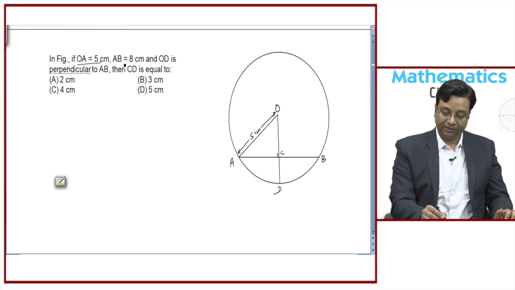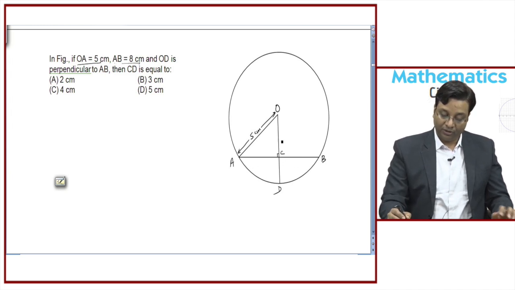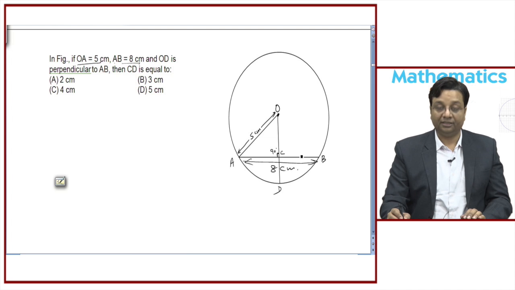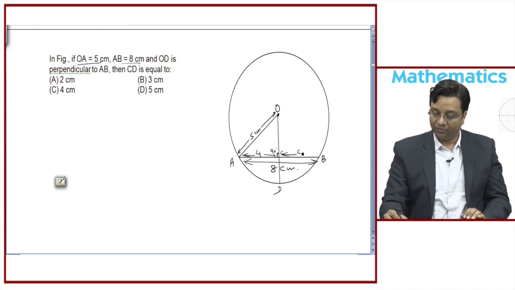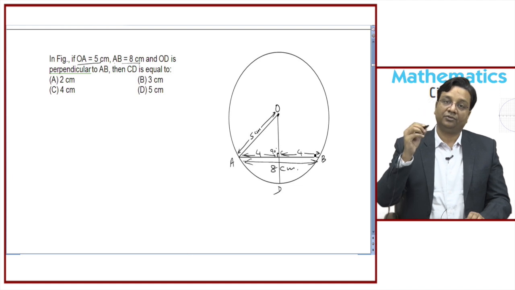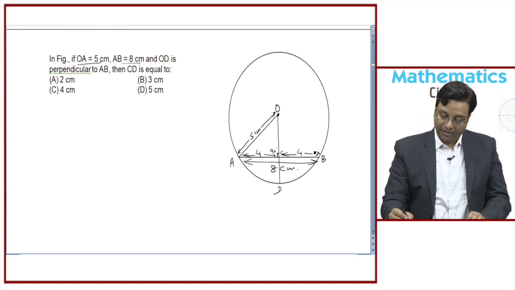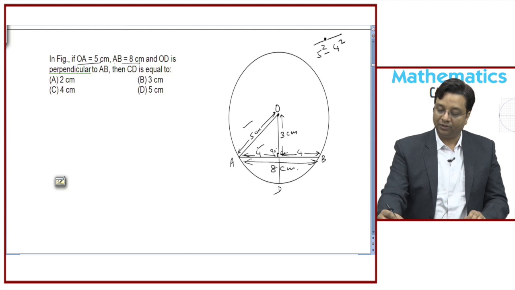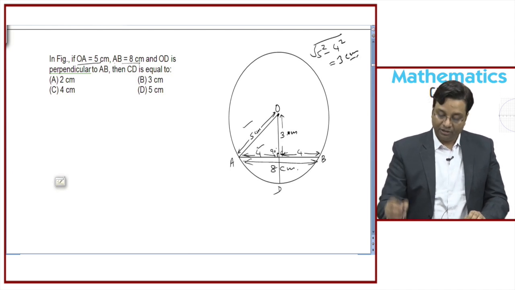If OA is 5 centimeter, AB is 8 centimeter, and OD is perpendicular to AB, so this angle here is 90 degrees, right, and if I draw a perpendicular from the center of the circle to a chord, it divides it into two equal halves, it bisects the chord. That means this part is 4 centimeter and this part is also 4 centimeter. We will discuss the proof of the theorem that the perpendicular from the center to a chord bisects the chord. So this is 5, this is 4. So applying Pythagoras theorem, this part is equal to 3 centimeter. How? Because the square root of 5 square minus 4 square is 3, right? So this part is 3 centimeter.